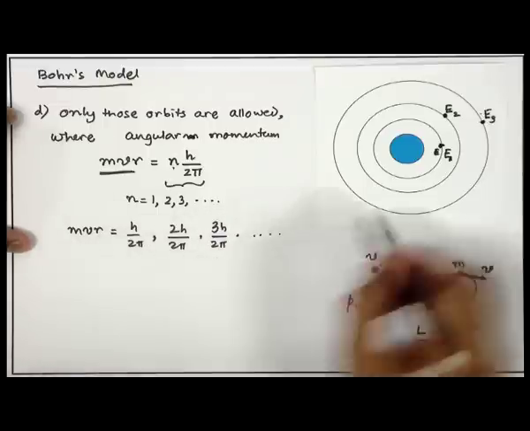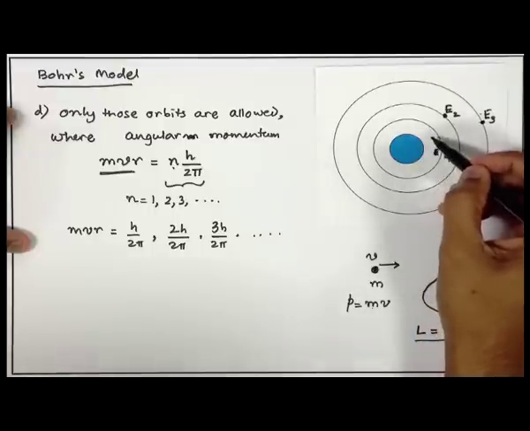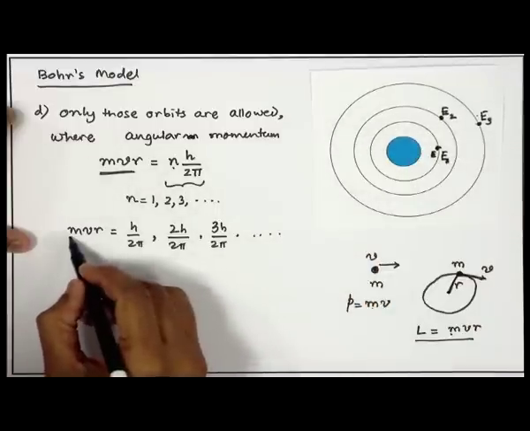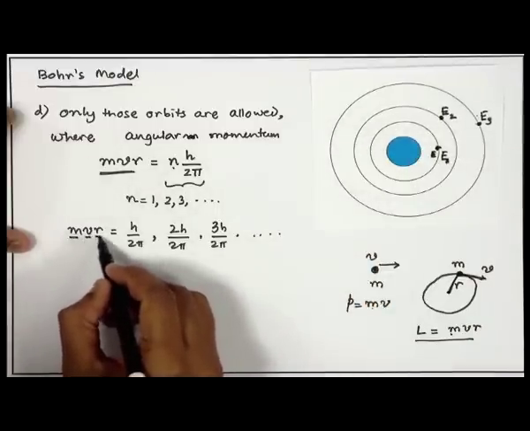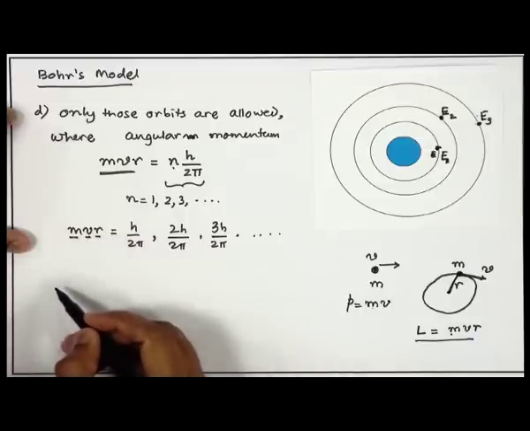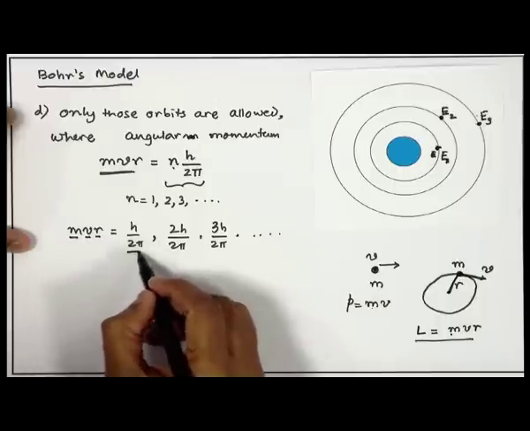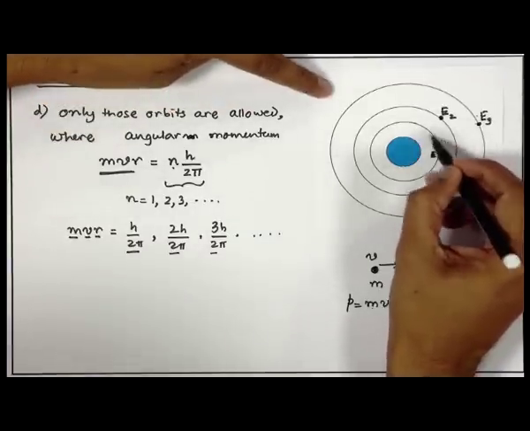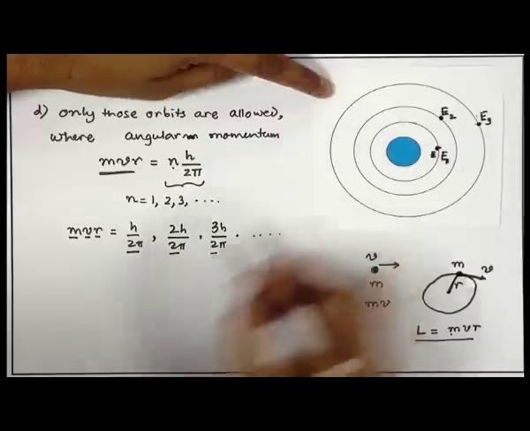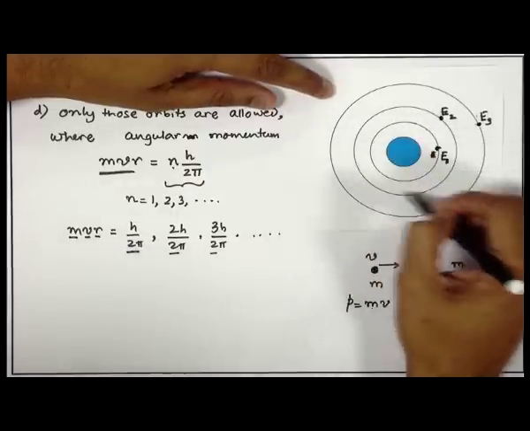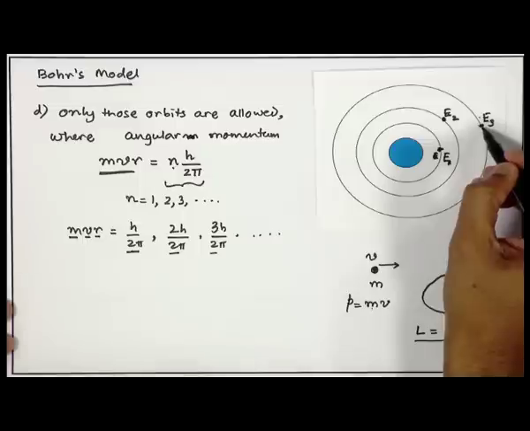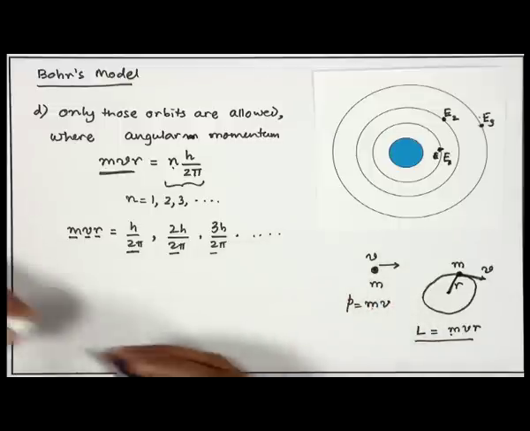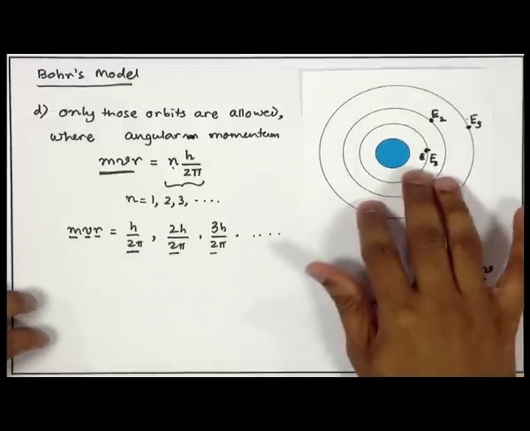So, Niels Bohr suggested that the electron cannot take any radius it wishes. It is restricted by the fact that it has to find a certain radius such that the product of mass, velocity and the radius of that circle is either h by 2 pi, 2h by 2 pi, or 3h by 2 pi. The angular momentum in the first stationary state, or the ground stationary state, is h by 2 pi, the second stationary state is 2h by 2 pi, the third stationary state is 3h by 2 pi. This is how the postulates of Bohr's atomic model were formulated.